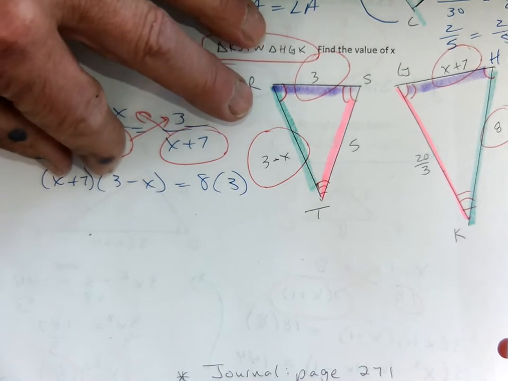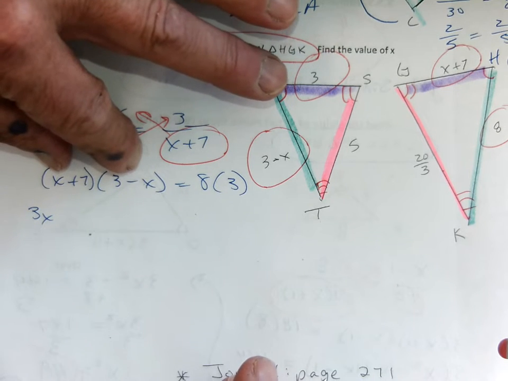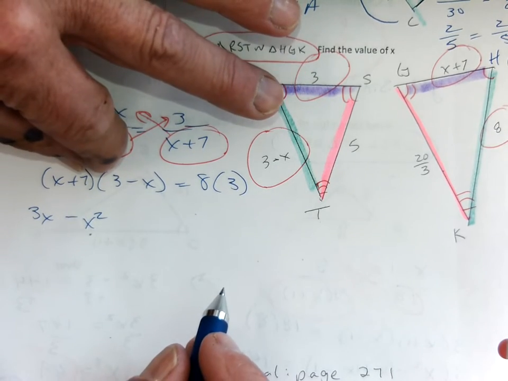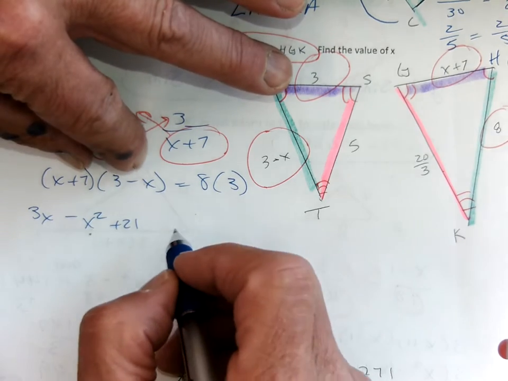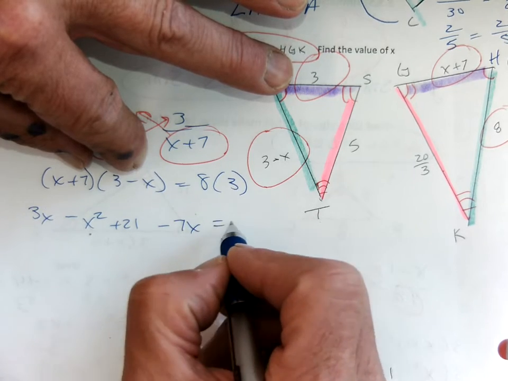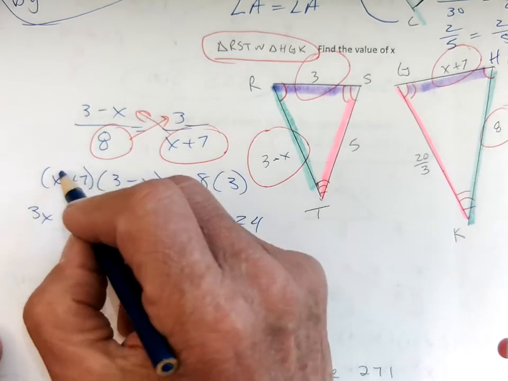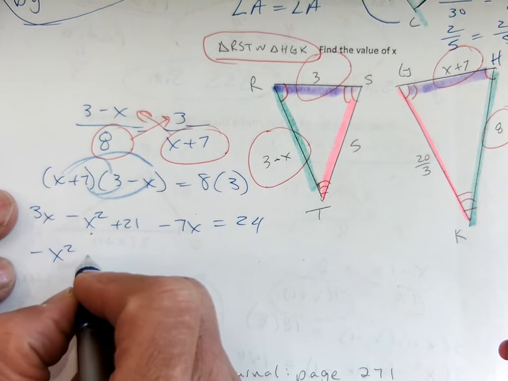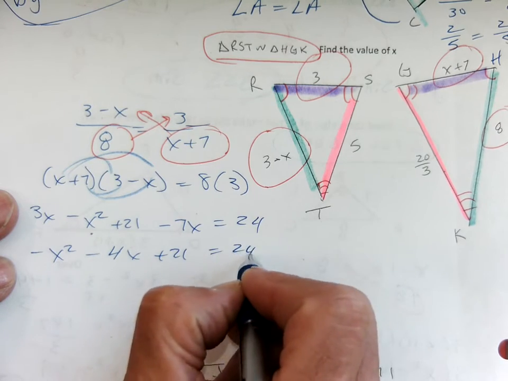So I'm going to FOIL. X times 3 is 3x. X times a negative x is a negative x squared. 7 times 3 is 21. And 7 times a negative x is a negative 7x. And that equals 24. I'll step back and let you guys see what I did. I just did my FOIL, right? That times that, that times that, that times that, that times that, right? If I simplify this, I'd have a negative x squared minus 4x plus 21 equals 24.